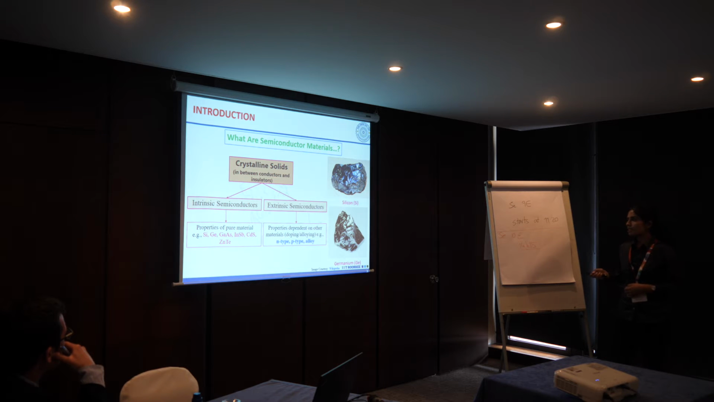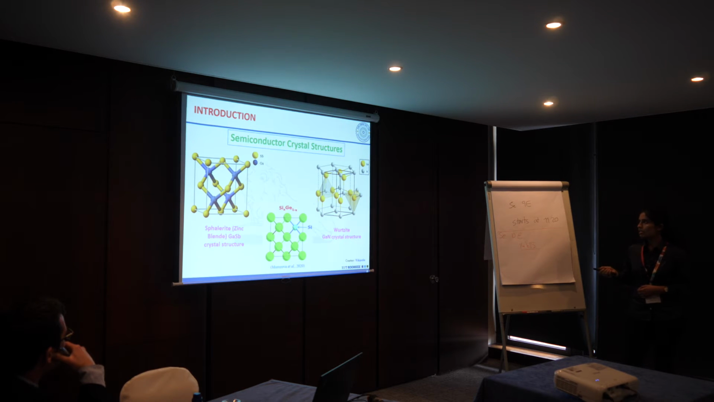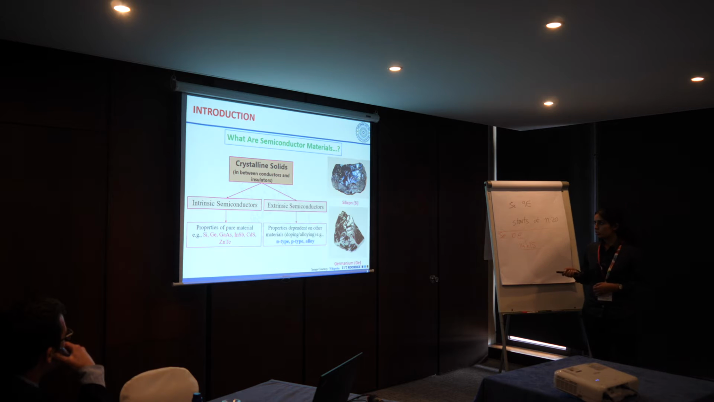Also, alloying is done by considering two types of semiconductor materials. In this manuscript, I am considering the alloy of silicon and germanium, Si_x Ge_1-x.